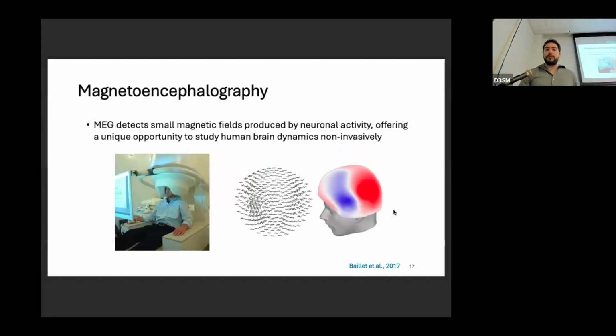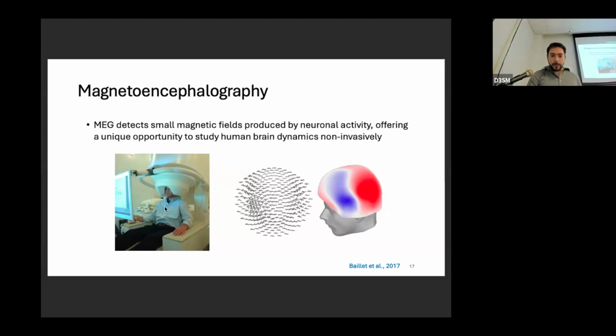So just to make sure everyone's on the same page, I'm going to give you some information about magnetoencephalography, which is the technique that I've been using in all of my studies. MEG is basically a very sensitive, non-invasive imaging technique that allows us to detect very small magnetic fields that are produced by neuronal activity. Therefore, it offers a unique opportunity to study brain dynamics non-invasively, but also with a very good temporal and spatial resolution.